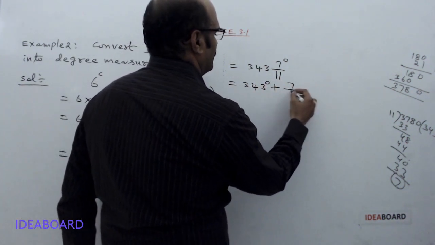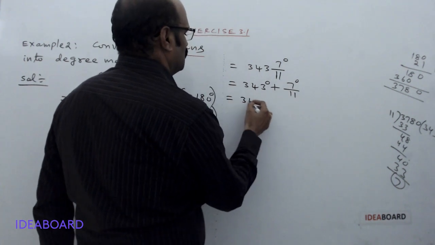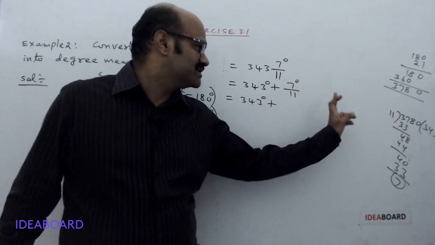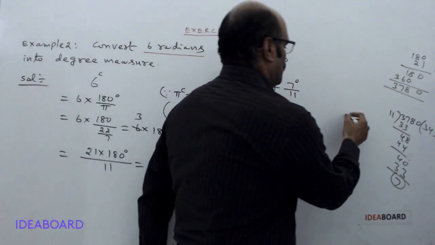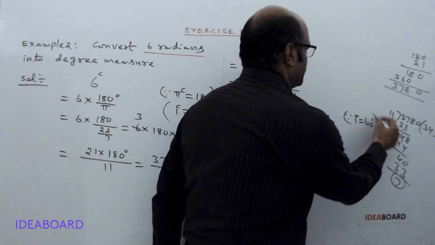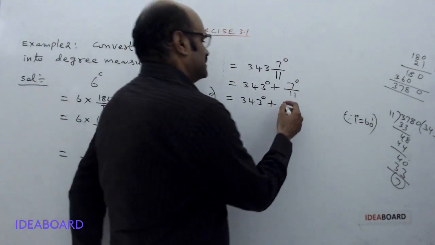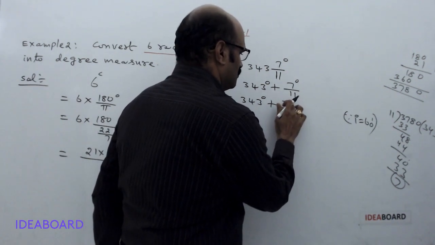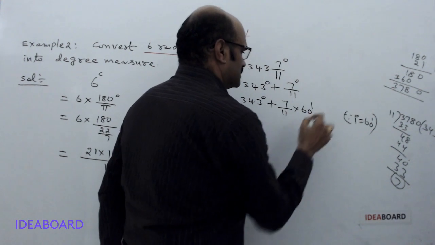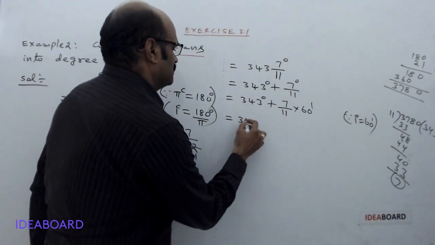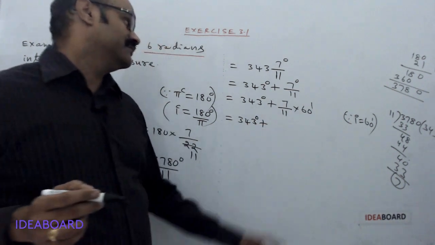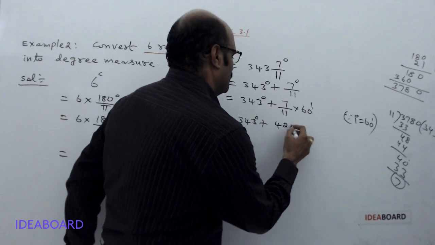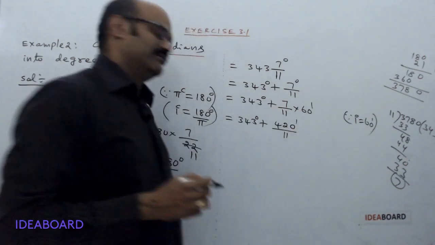Which is equal to 343 degrees plus 7 by 11 degrees. We know that 1 degree equal to 60 minutes. So here we have to take 1 degree equal to 60 minutes. Then it becomes 7 by 11 degrees into 60 minutes. So equal to 343 degrees plus 7 into 60 equal to 420 by 11 minutes we are having.